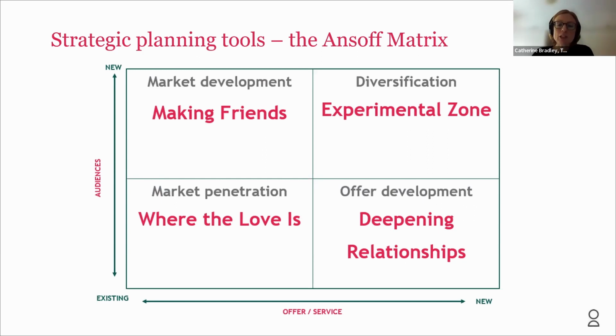The matrix includes 4 main approaches, and they're based on a combination of new and existing audiences and new and existing offers. So market penetration in the bottom left of the box is concerned with further expansion of current audiences with current offers. So it's what you know works well and is enjoyed by your current audiences. And approaches in this box might include things like developing loyalty through membership, volunteering, increasing secondary spend, and encouraging more frequent visits.